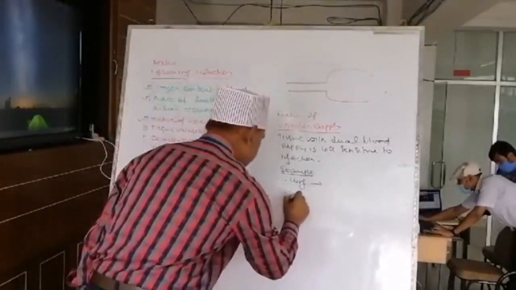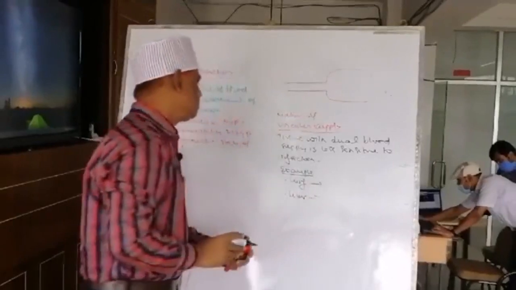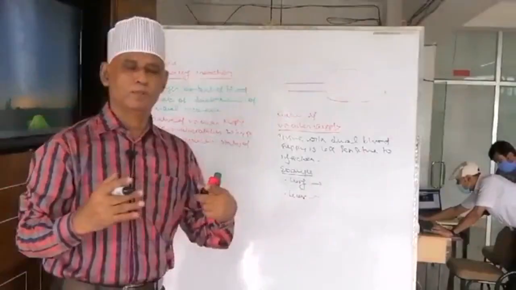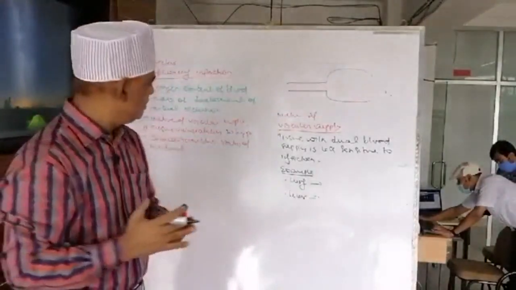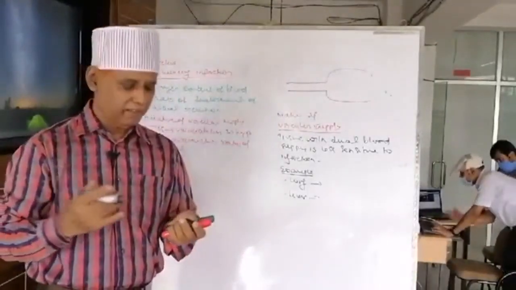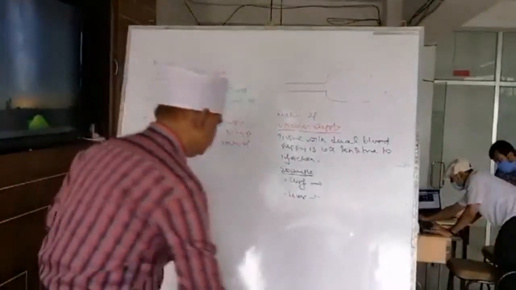Liver is also less sensitive to infarction because it has two types of supply. One is hepatic circulation, another is portal circulation.